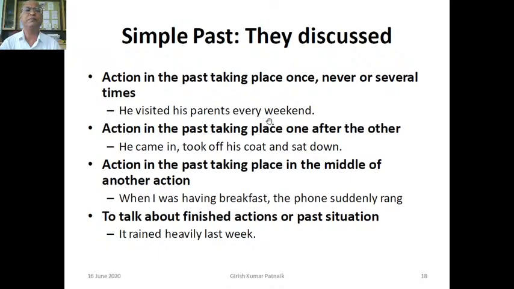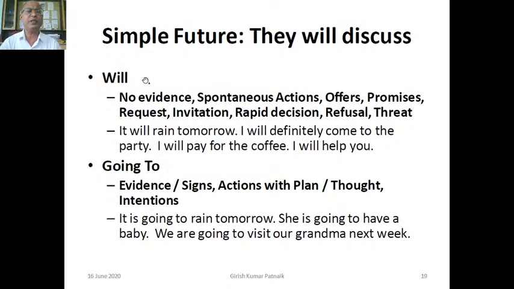Now this is simple past, anything that has happened in the past. So you can use the past tense. I have given different scenarios where we can use the past tense. This is your simple future. Generally we form the simple future either by using will, as in the example, it will rain tomorrow, or by using going to, so it is going to rain tomorrow. These are nothing but the simple future, and in the bold letters, I have clearly mentioned where this simple future tense is to be used.